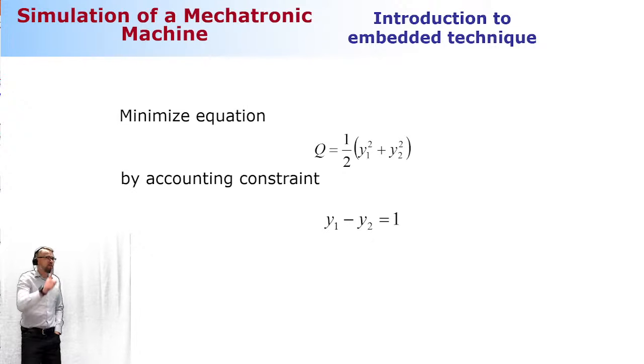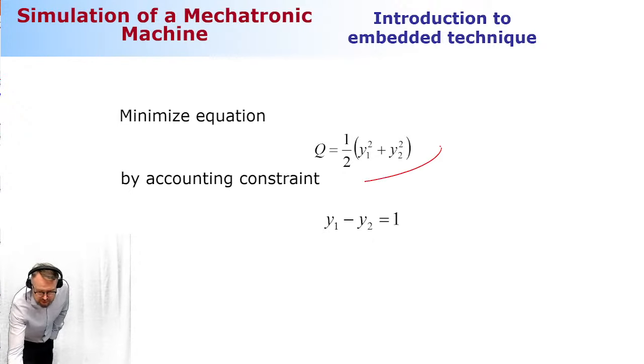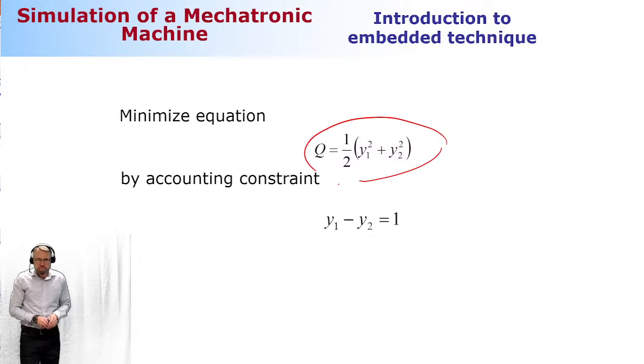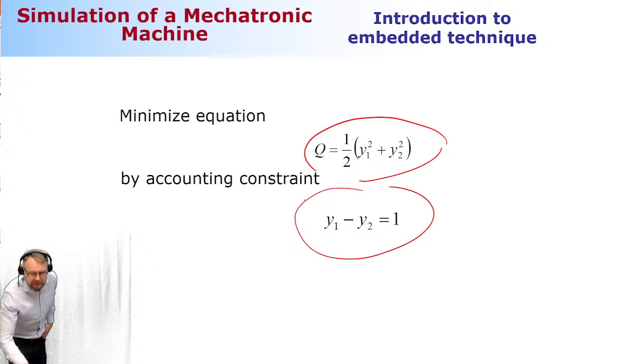All right, remember this story from three weeks back, if I remember correctly. So I had this original function, the function Q, this one here. And then there's a constraint. So I have two variables in my function, y1 and y2. And then I have a constraint that I need to take into account. And again, I need to find a minimum for this function such that I'm not violating the constraint. So I need to obey the constraint.